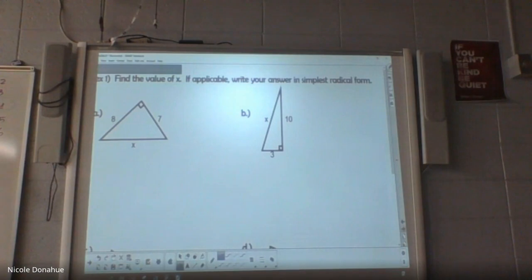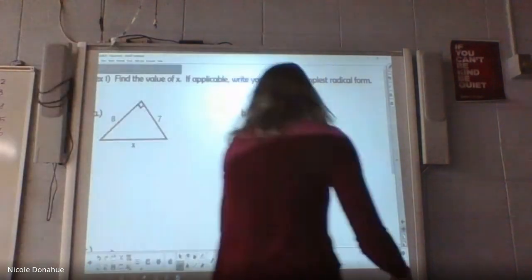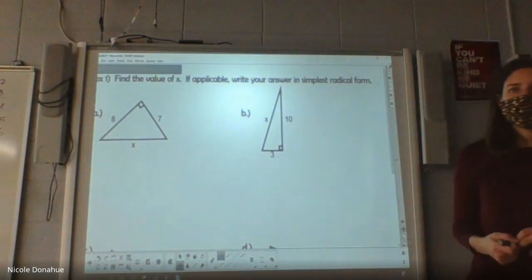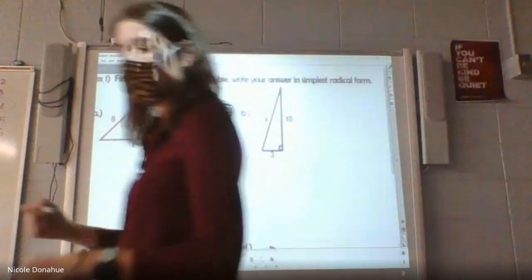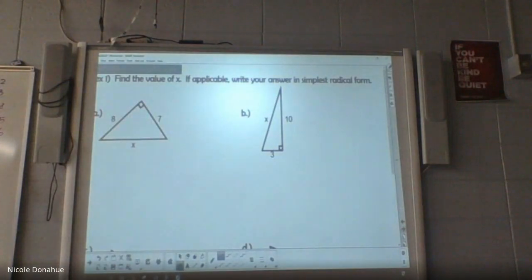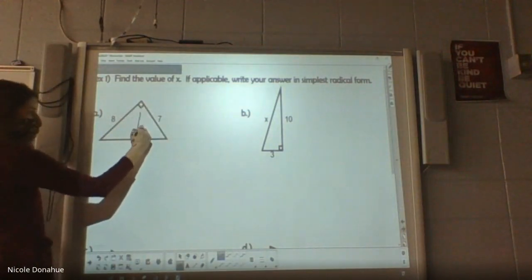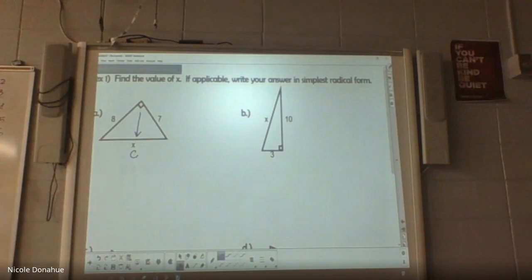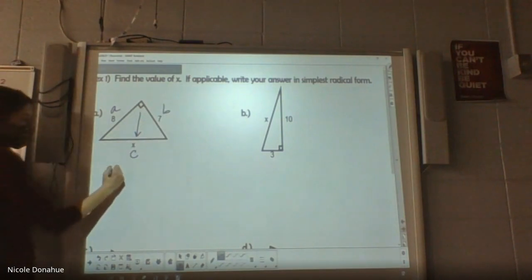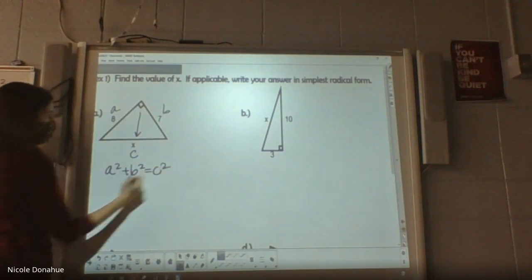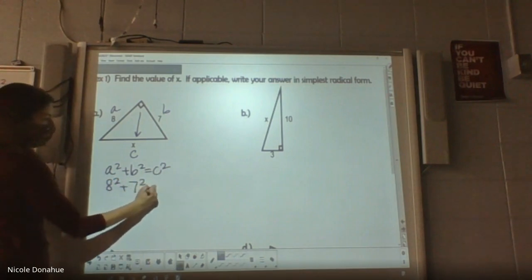And so this whole front side should be review, or something you've seen before. So in letter A here, which side has to be C? Where does the C have to be? X. Our C is our X, because it's across from the right angle. A and B don't matter which one I call A, which one I call B, but C has to be X in this case. So we're going to set up our formula. So we have 8 squared plus 7 squared equals X squared.